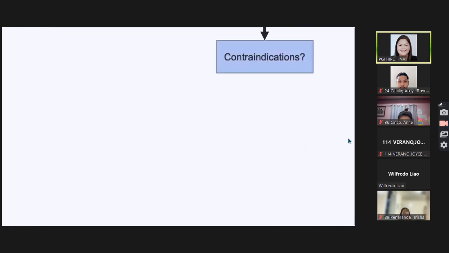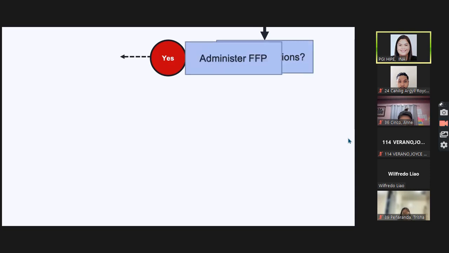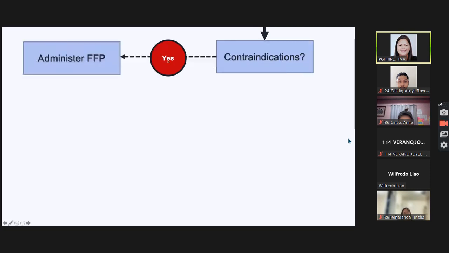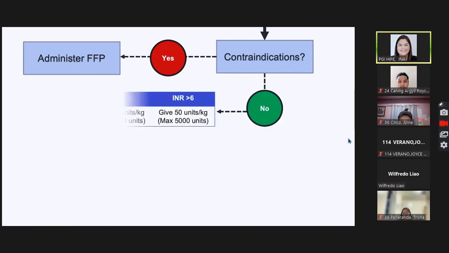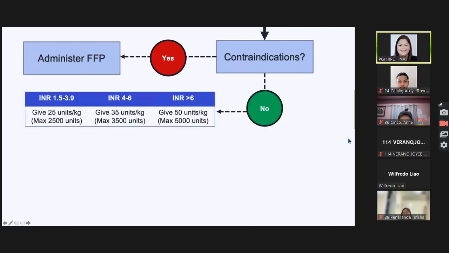If you are able to identify these contraindications, then we administer FFP or fresh frozen plasma, and if none, we give units of Kcentra, depending on the INR results.